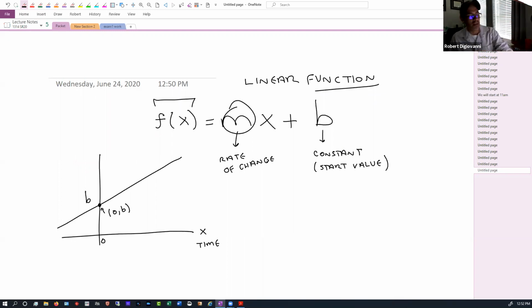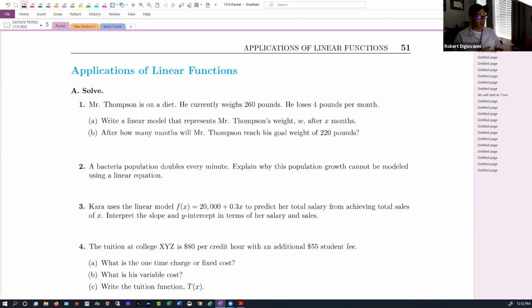So when we look at this question about Mr. Thompson and his diet, we want to set up a linear equation or a linear function or a linear model where his weight is some function of x. In other words, his weight is a function of x, where x is in months. So his weight is measured in pounds and x is measured in months. And we're going to do this with a linear model. So I'm going to write it like this. Weight is equal to mx plus b.